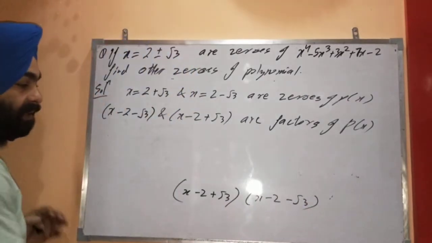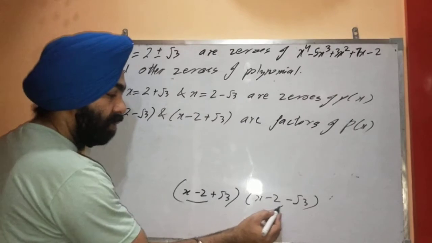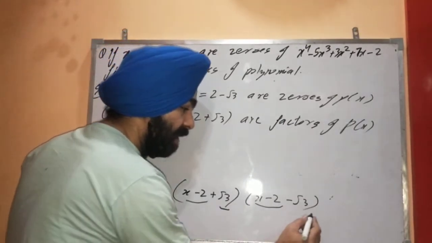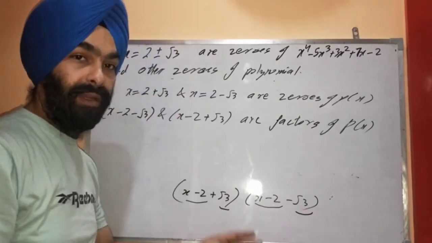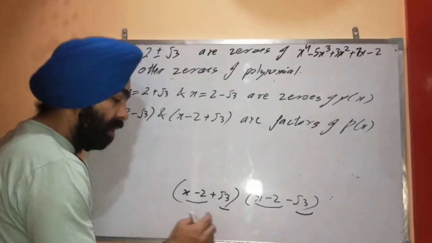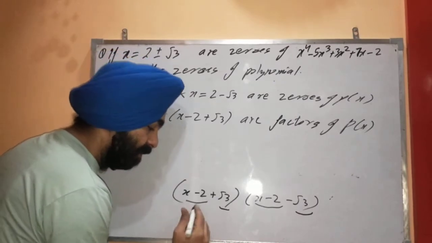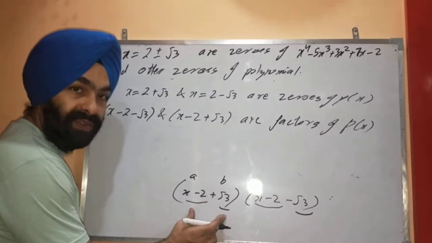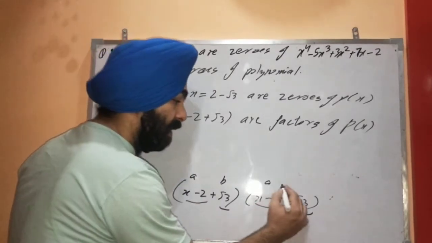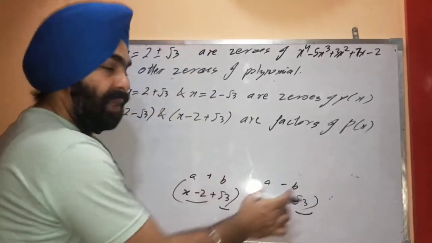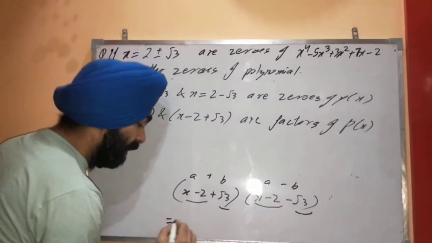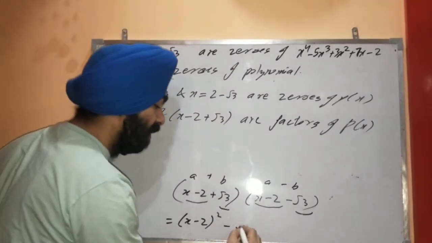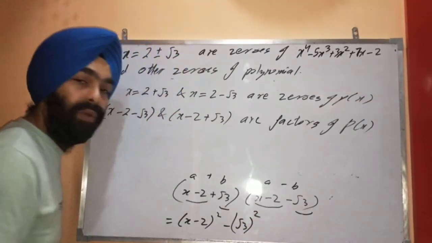I can see that x minus 2 is common in both the terms. The sign is also the same for both. And root 3 is a different term which has opposite sign in both the factors. So if I assume this as a and this as b, I've got a plus b here, and here I've got a minus b. A plus b into a minus b is a square minus b square. So that will become a square, that is x minus 2 whole square, minus b square, which is root 3 square.